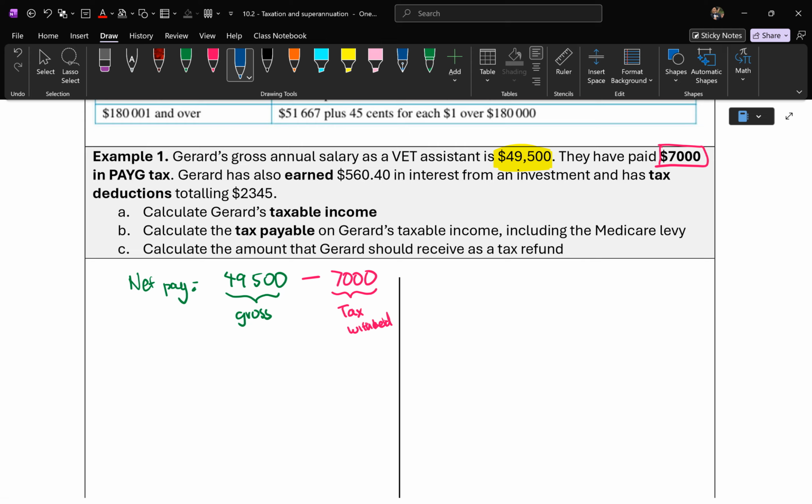We've got, okay, he earns $49,500. He's already paid $7,000 in tax by his employer. But we also see that he also earns $560.40 in interest. So let's say he does an investment. He earns $560.40 on the side as well. And he knows that his tax deductions total $2,345.